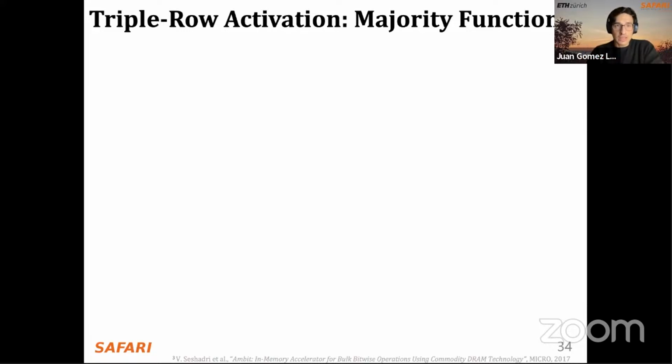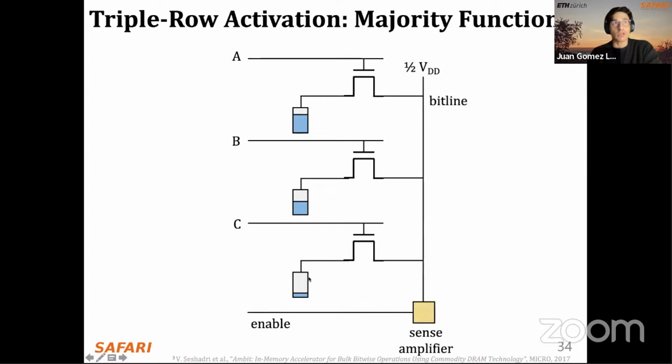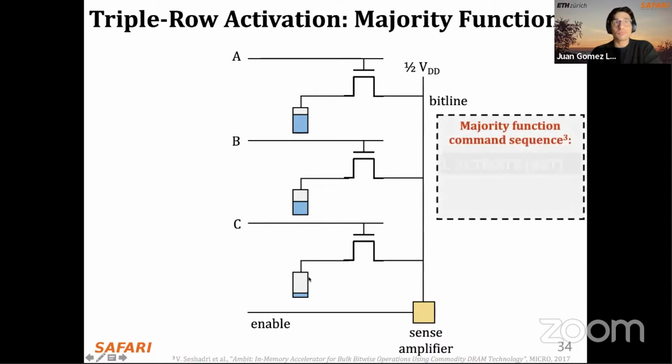The second idea is proposed by Ambit, presented in MICRO 2016, and it's based on this triple row activation that implements a majority function. In this case, we don't have only 2 rows. Here we have 3 rows, and these 3 rows contain input data. Here you see that this cell is charged, this cell is charged as well, and this one is discharged, the 3 of them connected to the same bit line.